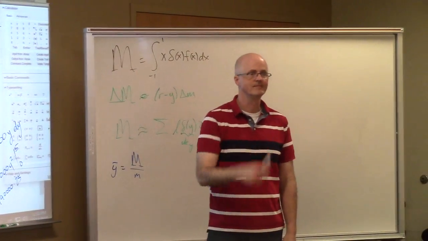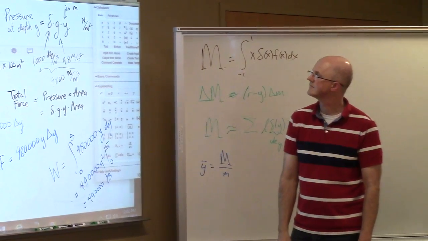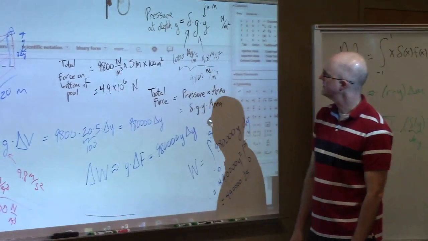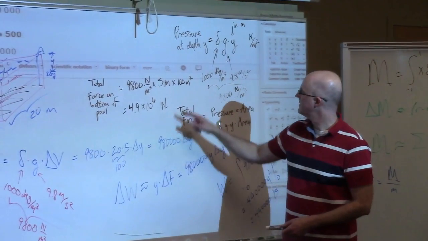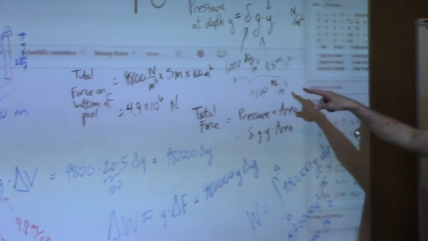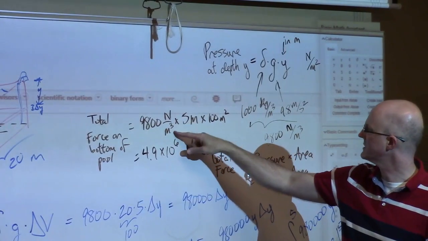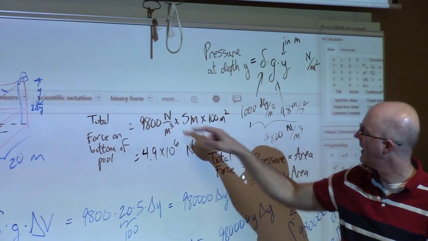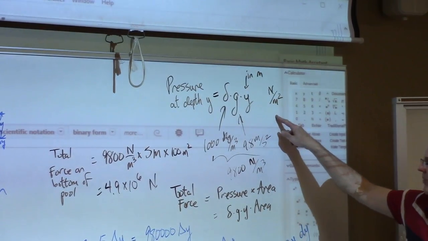So is the pressure supposed to be in newtons per meter squared, so it cancels out? Where do you see a newton squared? Well, newtons per meter squared, and the pressure at depth it says newton per meter squared. The product. I see newtons per meter cubed. Yeah, but up at the top where you calculated it, you said newtons per meter squared. That's the pressure.